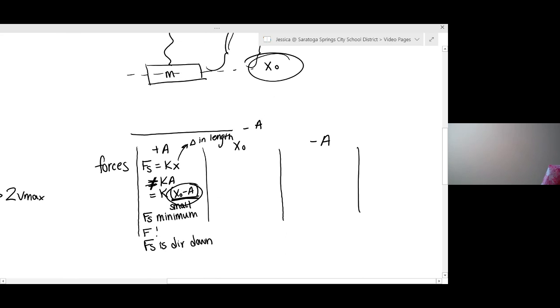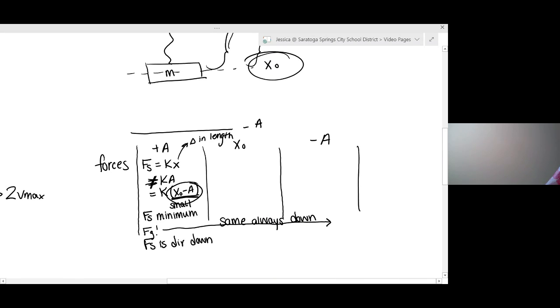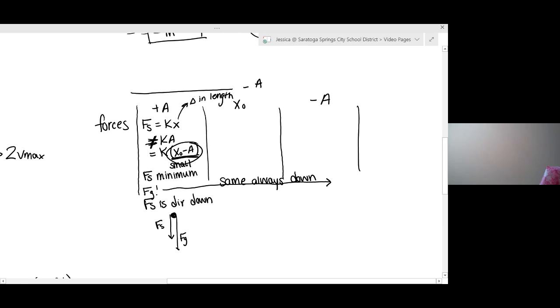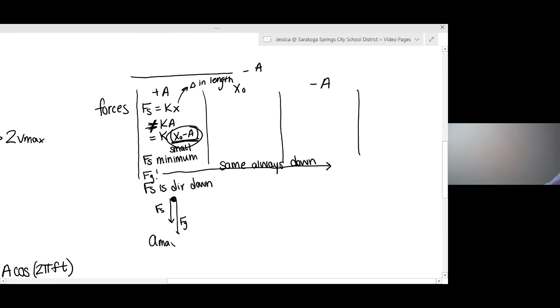Now this Fg, I can go like this and bring it across because Fg is not going to change. The mass times the acceleration due to gravity is going to be the same. It's always going to be down. Now, if Fs is directed down, that means if I were to draw a free body diagram for the mass at position positive A, the spring force and Fg are both directed down. So even though the spring force Fs is a minimum, we can still get a maximum acceleration here.